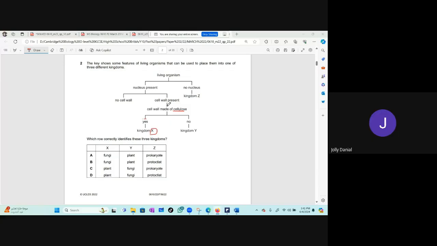Yes. Okay. Now, if the cell wall is made up of cellulose, is it kingdom X or kingdom Y? Is it, I mean, fungi or plants? A cell wall made up of cellulose. It's a plant or a fungi? It's a plant. Plant.